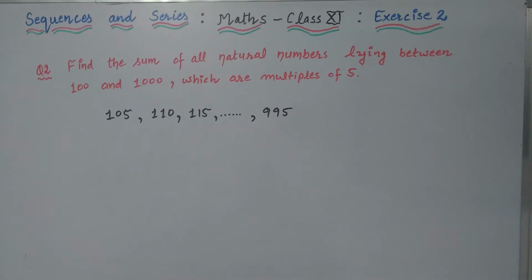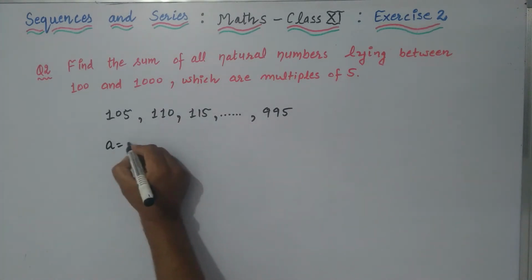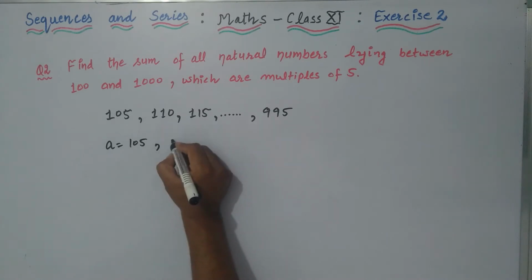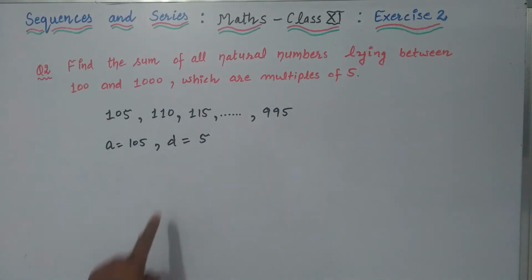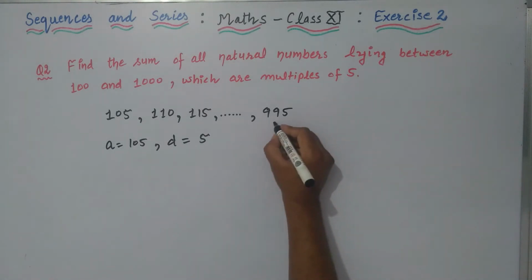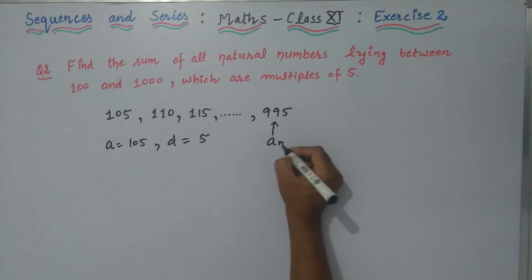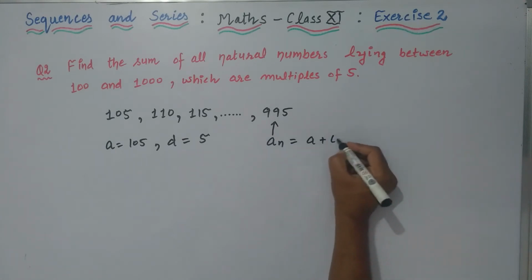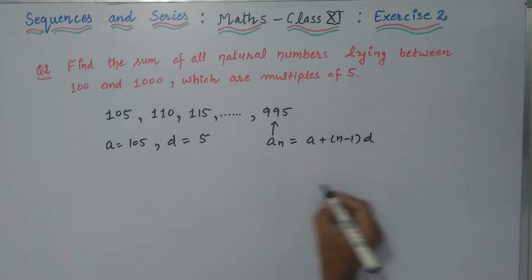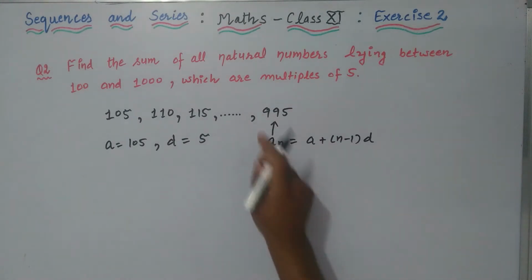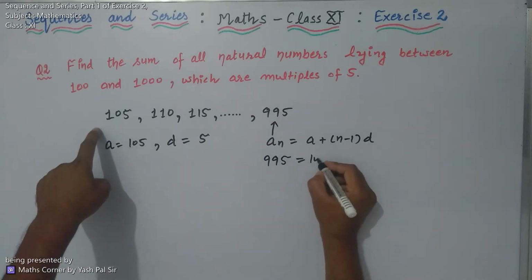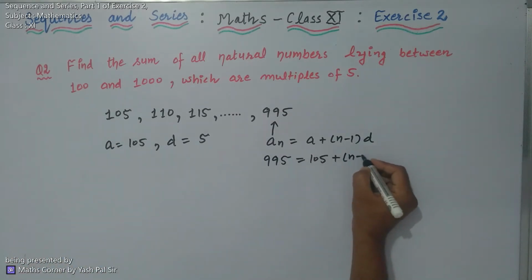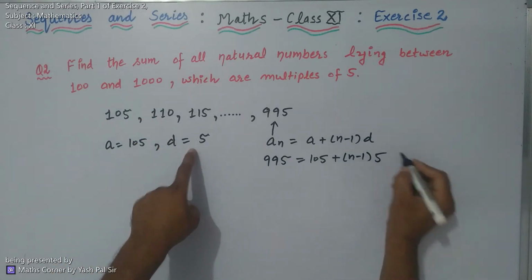They are in AP. Here the first term is 105 and the common difference is 5. Second number minus first number is equal to 5, so this is the common difference. Here this is an. an is equal to a plus n minus 1 into d. Now substituting the values, an is 995, equal to 105 plus n minus 1, d is equal to 5.